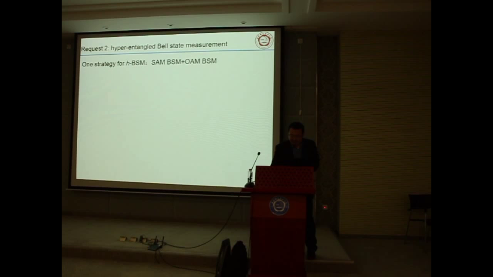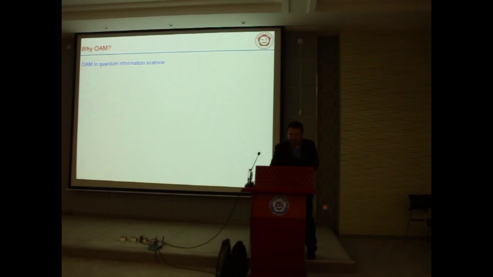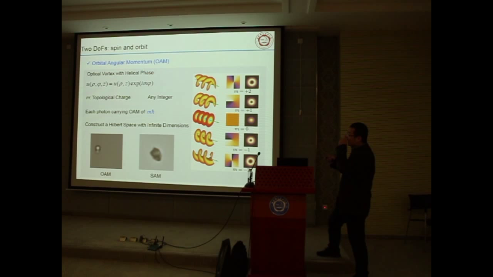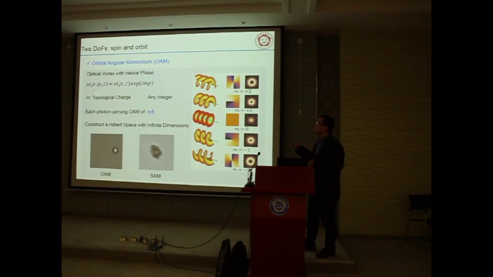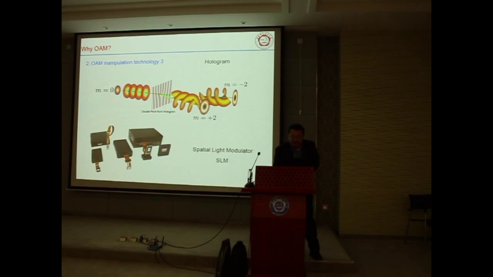Yes, I get your point. In fact, OAM can construct a huge Hilbert space. However, in our experiment, we just use it as a qubit. Qubit or qutrit? Qubit. Plus one, minus one. How would you make a superposition of plus one and minus one? That's easy. Because of the spin angular momentum conversion, right? No, you can do it directly using a Mach Zehnder with a Dove prism in it. So you can make any superposition of plus one and minus one.